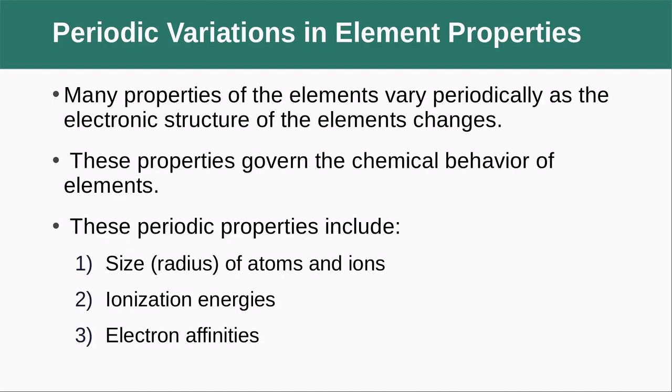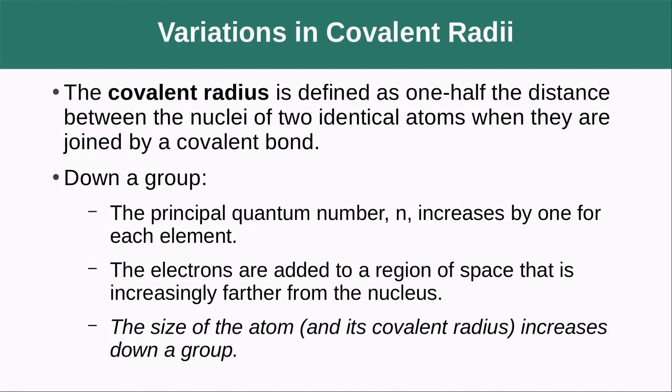These periodic properties include size, the radius of the atoms, the ionization energies, and the electron affinities. So let's get into what some of these properties of atoms are and how they change across the periodic table. First one we'll talk about is the covalent radius. This is 1/2 the distance between the nuclei of any two identical atoms when they are joined by a covalent bond.